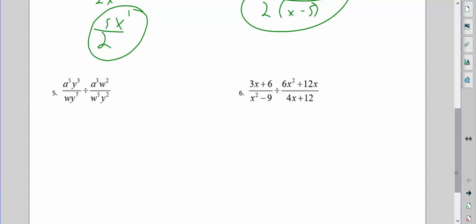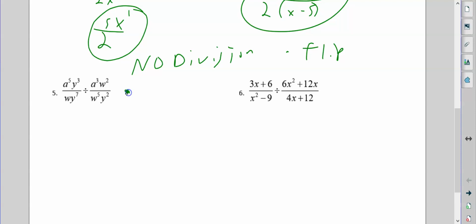All right, we have division. Remember, we don't do division. We multiply by the reciprocal or the flip. So this is going to become times, okay? And sometimes what I'll do is I'll just put the times here, and I'll just flip it right here. W5, y squared, a cubed, w squared, and then cross this out. It's up to you how you do it. If you want to rewrite underneath, whatever works for you. This is how I like to do it.